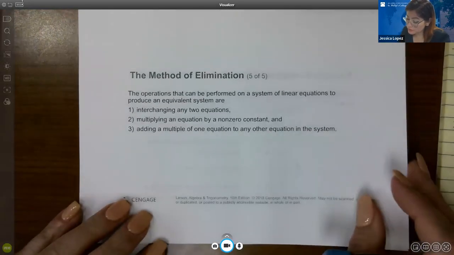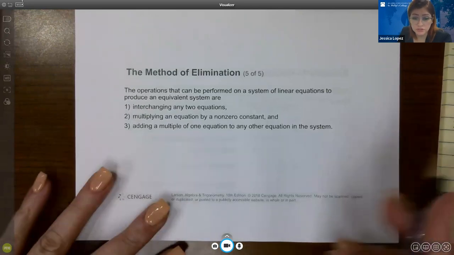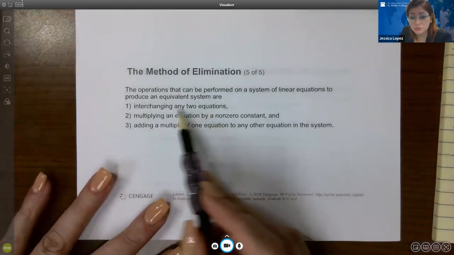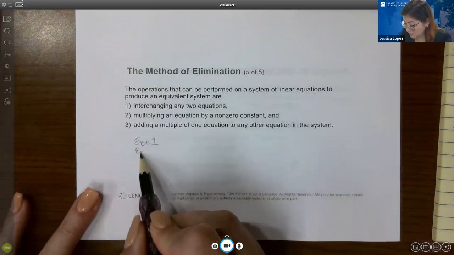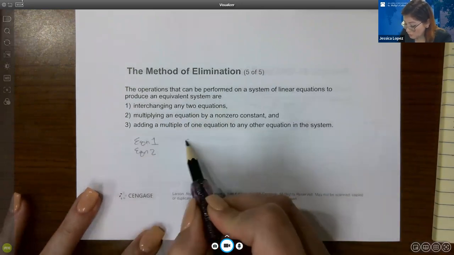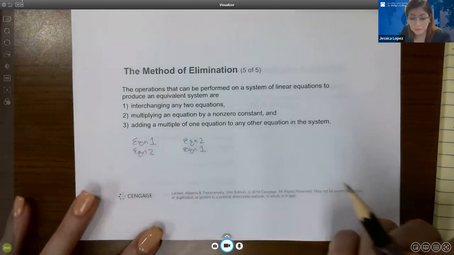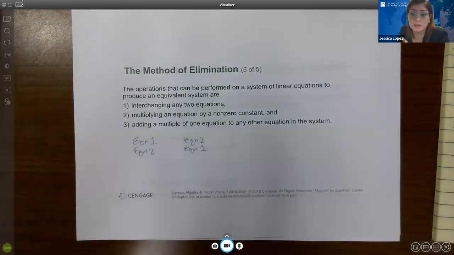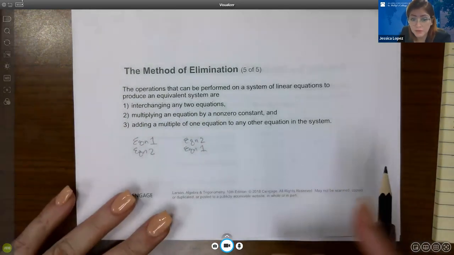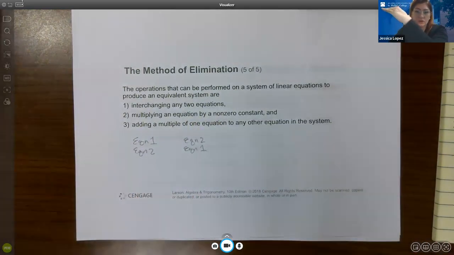So here are some operations that can be performed with linear equations. You can interchange any two equations. It doesn't matter whether you write equation one on top and equation two on bottom, or equation two on top and equation one on bottom. It makes no difference. It's still a system. You're still going to eventually eliminate and add them together later anyway. So you can interchange the order in which the equations go.